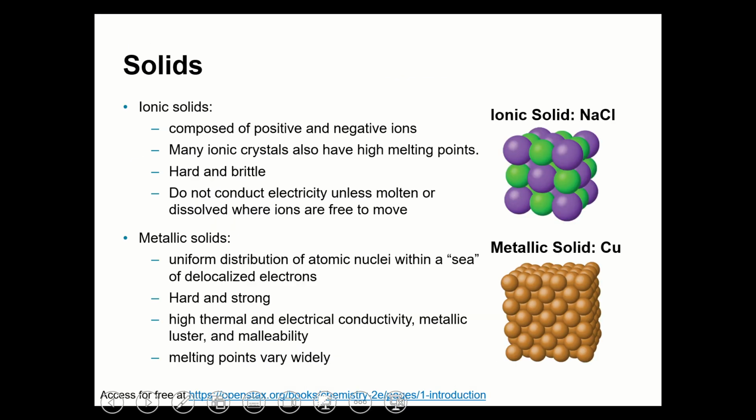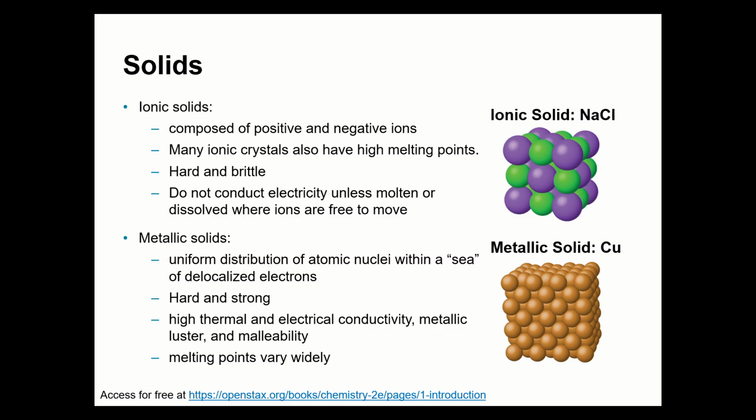So we're going to talk about four different types of solids. You have ionic solids. Of course, remember those are going to have a cation and an anion. That's a metal and a nonmetal. Many of your ionic crystals are going to have high boiling points. They're going to be hard and brittle, but they're not going to conduct electricity unless they are molten or dissolved in water, where those ions are free to move.